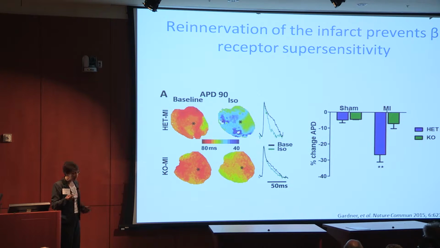Similarly, getting reinnervation, you would expect would prevent beta receptor supersensitivity, since that's caused by denervation. And that's exactly what we see. So here we're looking again at APD, and if we look at an individual spot here, map here before and after isoproterenol, where we're adding that to the bath, you can see there's a much bigger shortening of action potential duration in our animals with a denervated infarct versus with the reinnervation, and just quantifying that across 5 or 6 hearts of each group here.